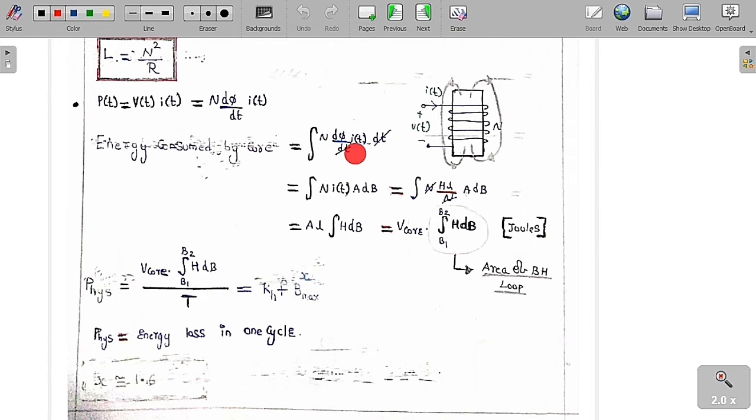As I have already told you, flux is equal to B into A. A is a constant, so take it outside. B is a variable, so A into dB. So d phi is equal to A into dB.